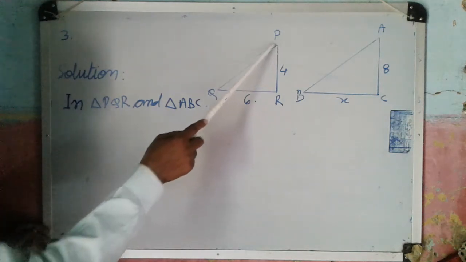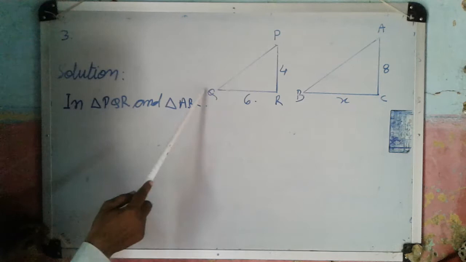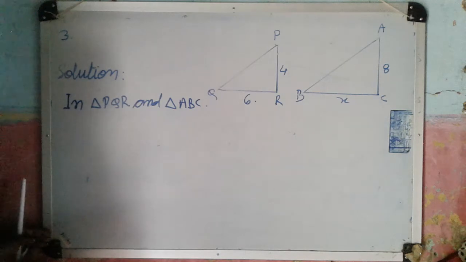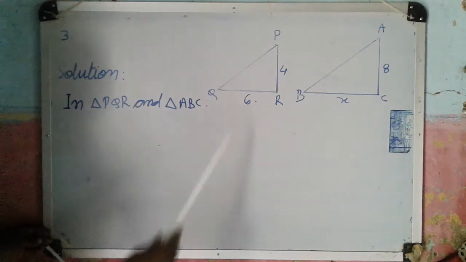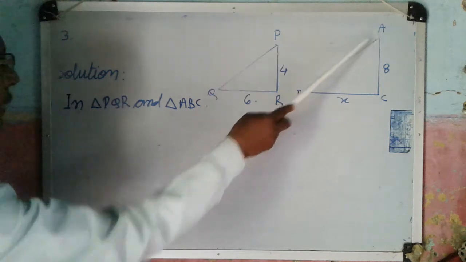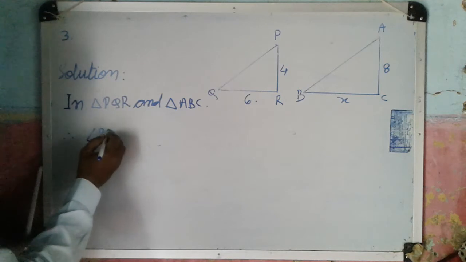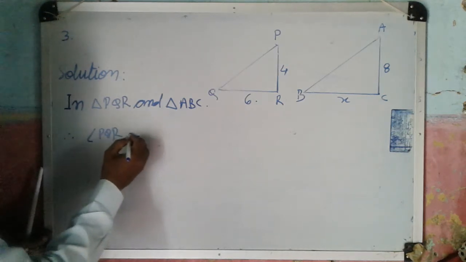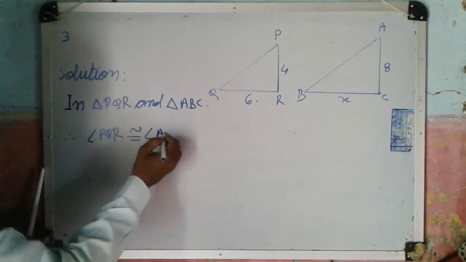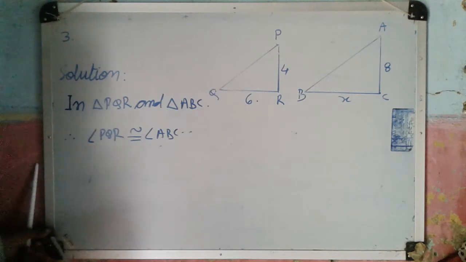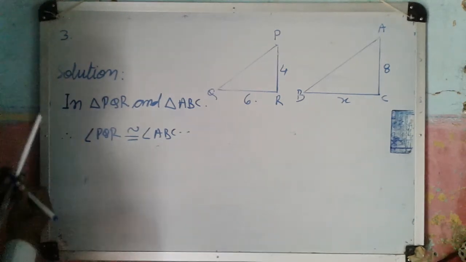If PQ and AB are two parallel lines and QB is their transversal, then angle PQR and angle ABC are corresponding angles. Therefore they are congruent. Therefore angle PQR is congruent to angle ABC, corresponding angles.